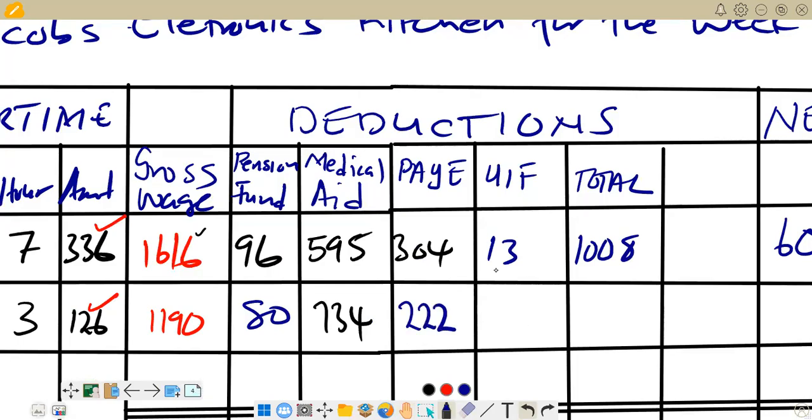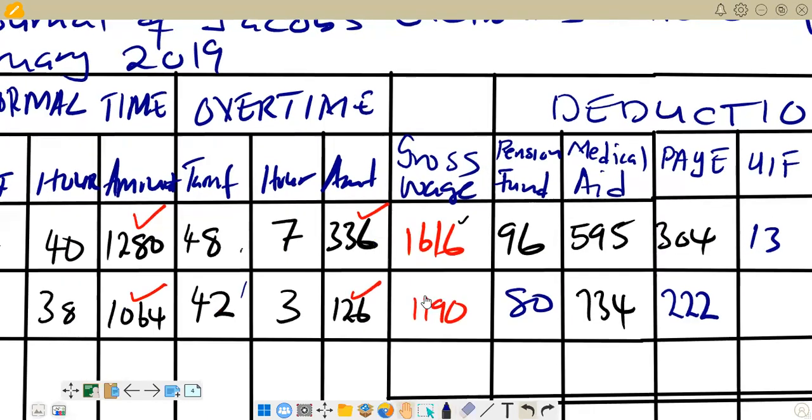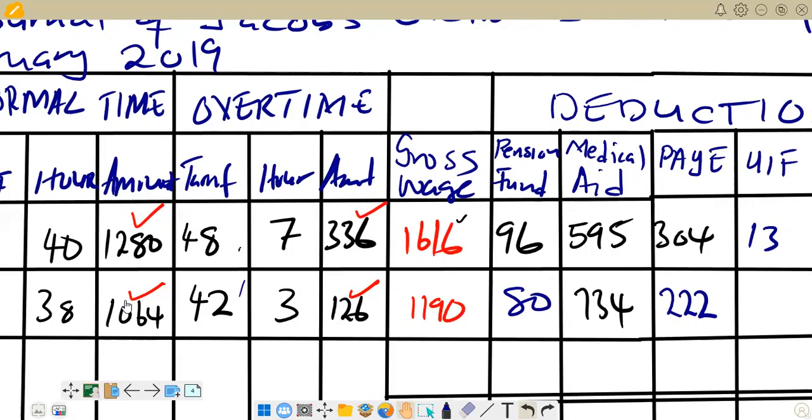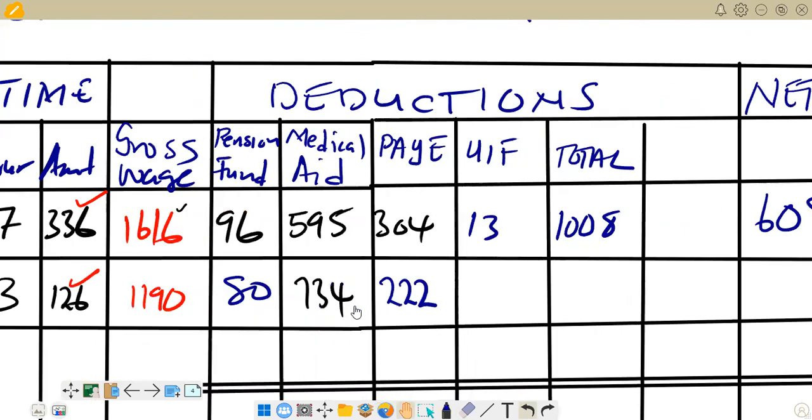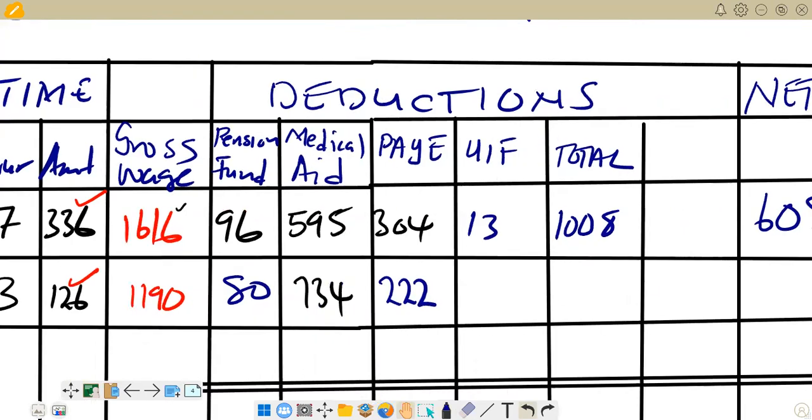So we can just go in and input that one. Here, 222. So the next one is UIF, and UIF is saying 1% of normal wage. So let's check our normal wage. Our normal wage there is 1,064. Then we multiply by 1%, which is 0.01. So the answer that we are supposed to get there for UIF is 11. So we now add deductions: 1,190 plus 80 plus 734 plus 222 plus 11. The answer that you get there is 1,047.